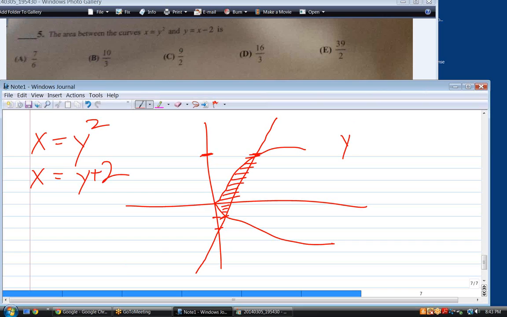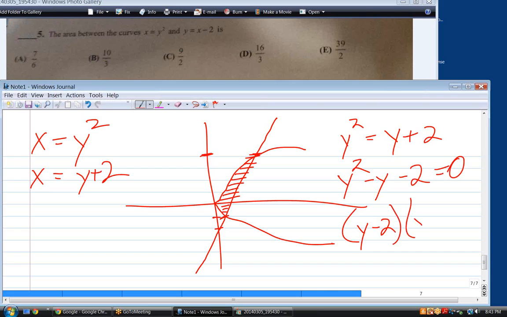Well, where do they intersect? y squared equals y plus 2. That's y squared minus y minus 2 equals 0. That's y minus 2 times y plus 1 equals 0. So they intersect at minus 1 and 2. So we should be able to do it all in one step. Which function am I going to subtract from the other one? I'm going to do right minus left, so y plus 2 minus y squared.